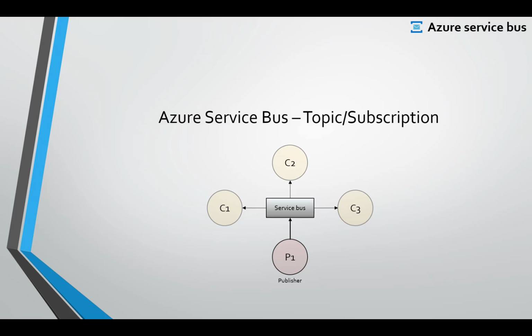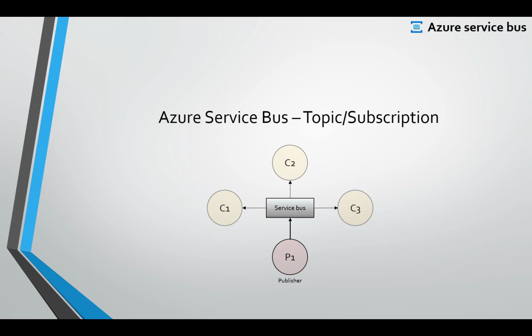When we work with topics and subscriptions, a publisher publishes a message to a topic, and we have consumers that listen to that topic through subscriptions. So every consumer has its own subscription under a topic. Let's imagine that the publisher publishes a message to a service bus. Service bus will send a copy to all of the subscriptions under a topic, and the consumers that are listening to those subscriptions will receive a copy of that message.